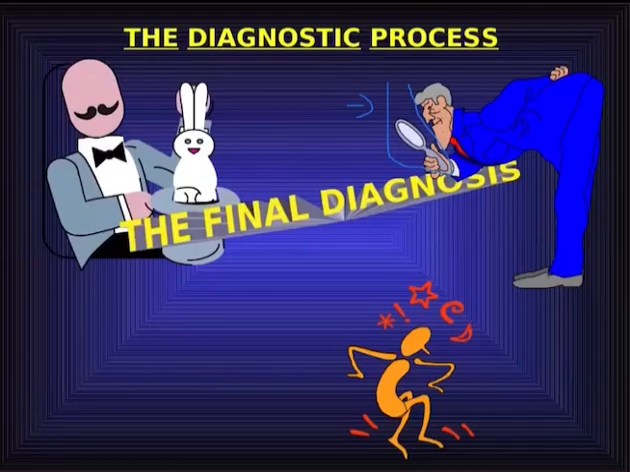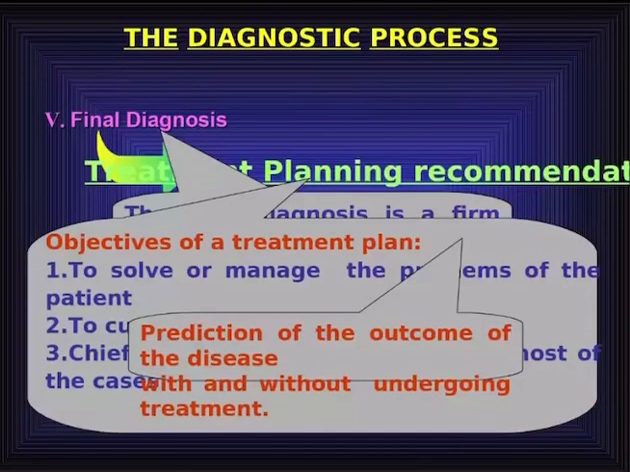Now, what do you mean by final diagnosis? I'll just explain it to you: it is a firm statement regarding the nature or pathologic process affecting the patient. It means you're 100% sure that this is the problem in the patient. So once you do the final diagnosis, you have the treatment plan. Treatment plan objectives: the first thing is to solve the pain in the patient. If the patient has pain, you have to cure the patient from the pain or the disease. Remember that pain is most important whenever you plan the treatment. If the patient has pain, first manage the pain and then go to the other treatment planning.